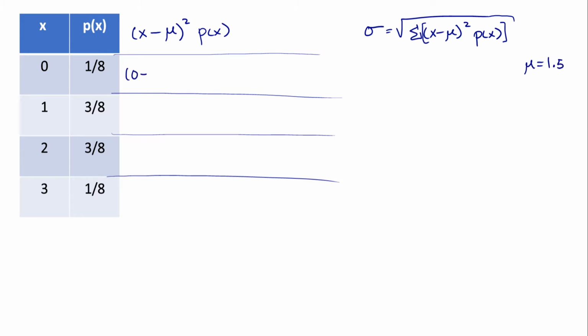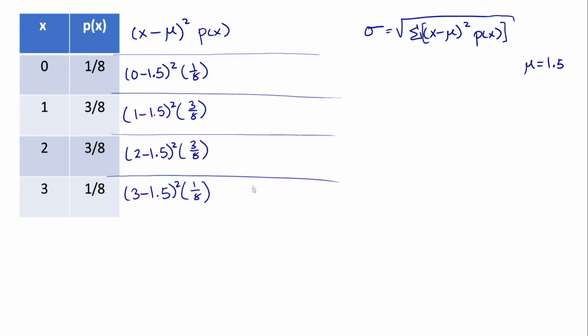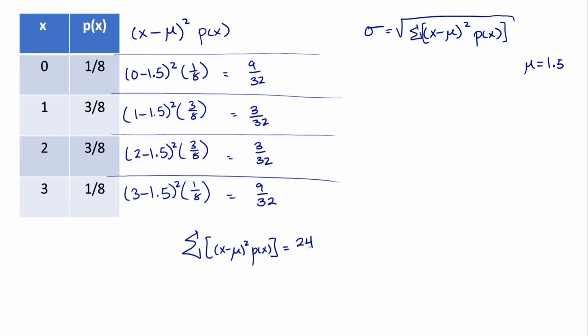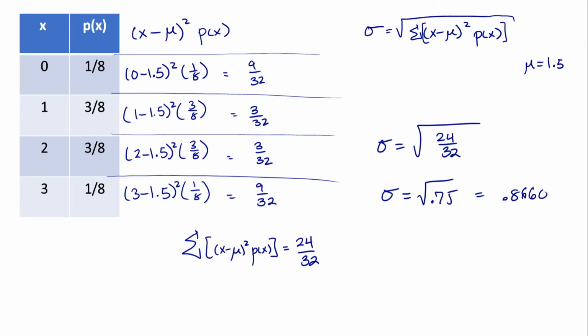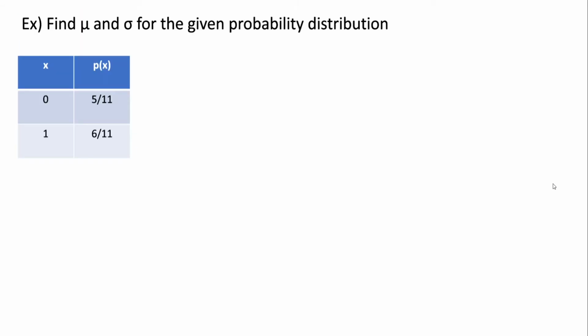So first we have 0 minus 1.5 squared times 1/8. Then we have 1 minus 1.5 squared times 3/8. 2 minus 1.5 squared times 3/8. 3 minus 1.5 squared times 1/8. Now we just need to evaluate each of these, and we end up with 9/32, 3/32, 3/32, and 9/32. And that sums to 24/32. So now for our standard deviation, we just need to take the square root of 24/32, which is equal to the square root of 0.75, which is equal to the same thing we got before, 0.8660.